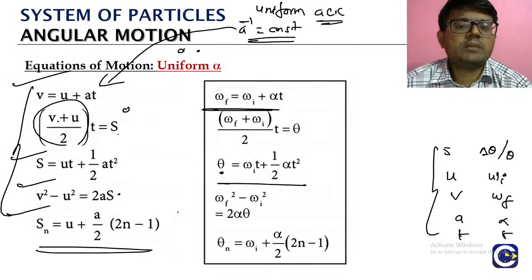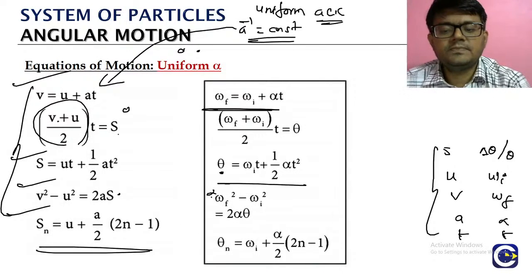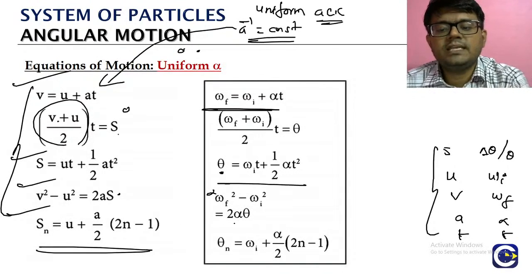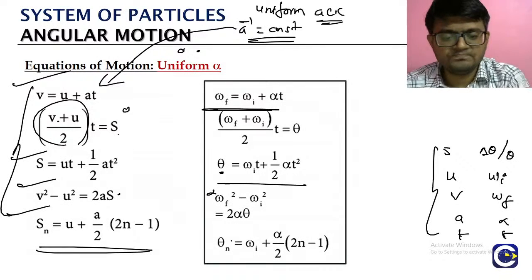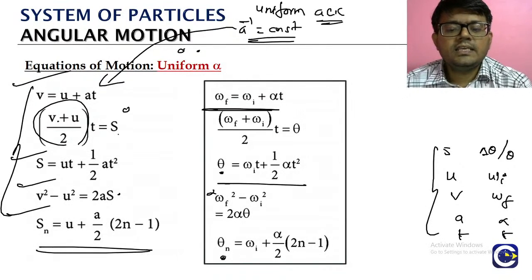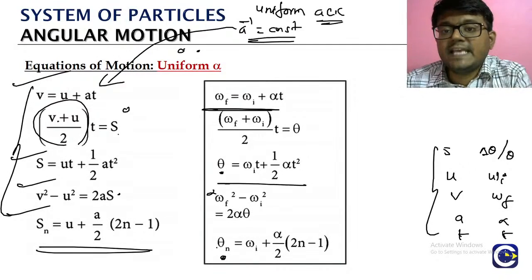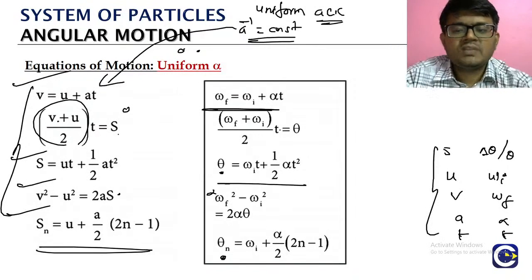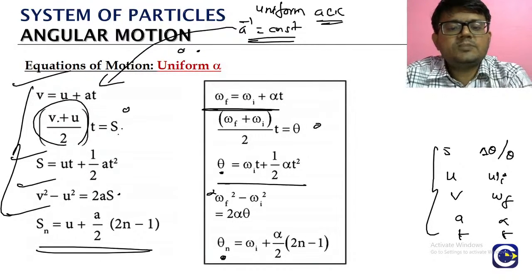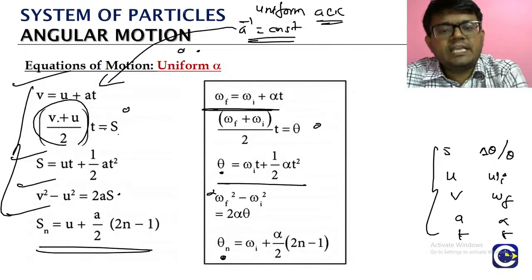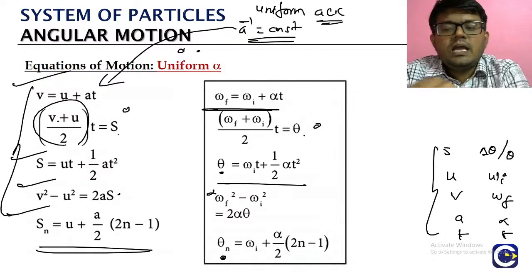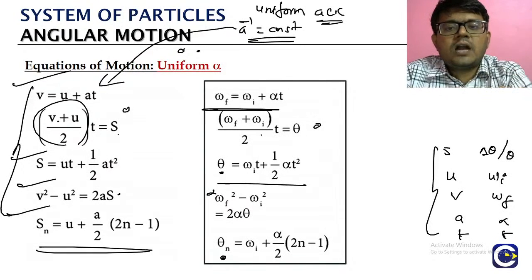Here, v square minus u square is equal to 2as. So omega final square minus omega initial square is equal to 2 alpha theta. Next, s_n, what is the equivalent? Theta n. Displacement in the nth second is equal to omega I plus alpha by 2 into 2n minus 1. And this result: displacement is average velocity into time. The equivalent is angular displacement equal to average angular velocity into the time.